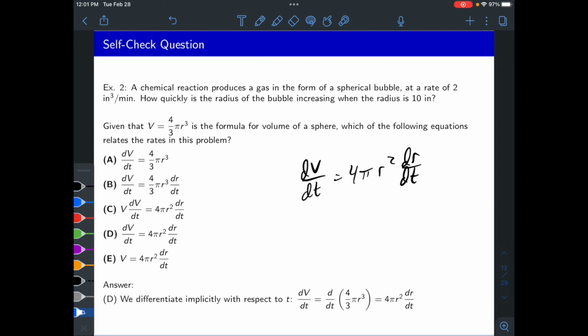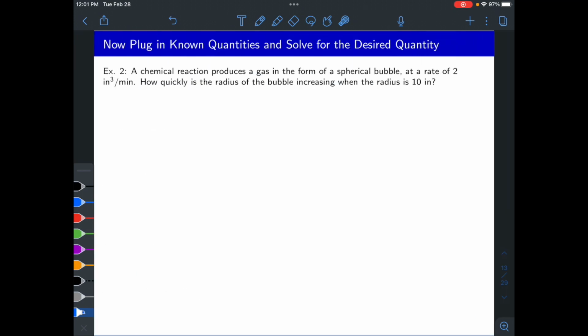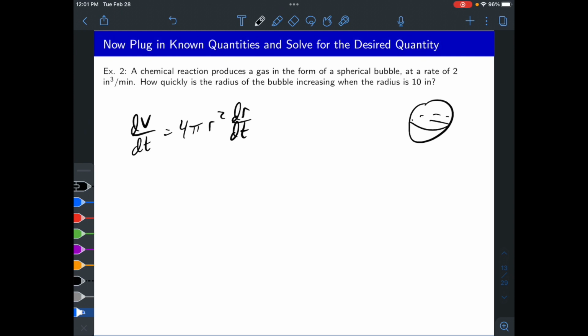All right, so let's use this now to finish out the problem. A chemical reaction produces a gas. All right, so we have this. We don't really need the picture. We already have the equation, but I'm just going to put it there anyway, just so I like visualizing things.